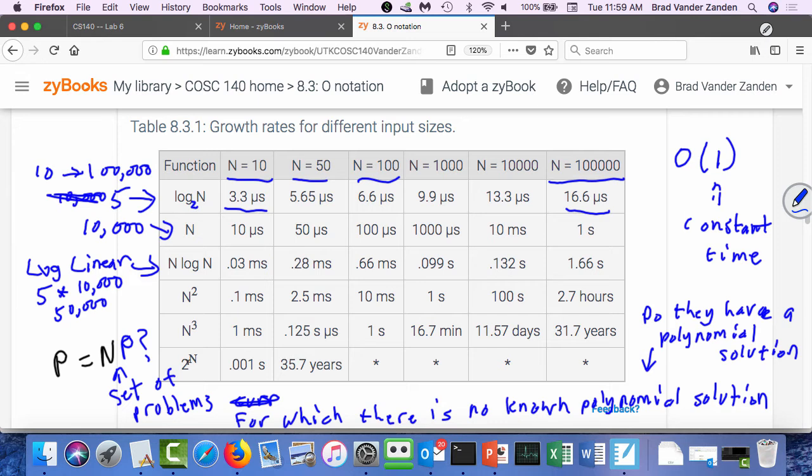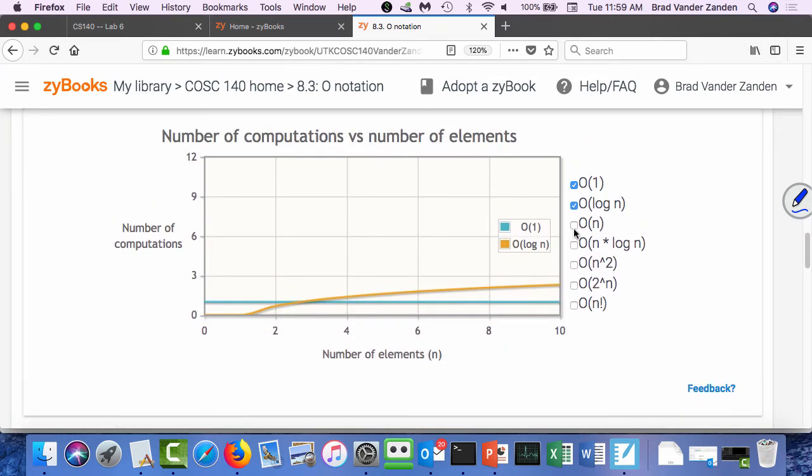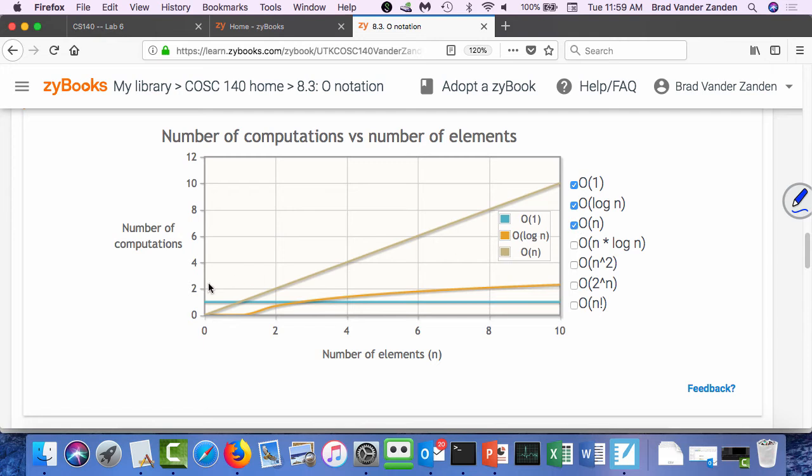Okay, and then the book gives some graphs that show how these things grow for number of elements, the number of computations you might have to do. So for example, for constant time, you always do 1. For order log n, it increases very slowly. For n, it's linear, so for input of size 6, it takes 6 computations. For 10 elements, it takes 10 computations. If we get to n squared, now for 10 elements, it's 100.